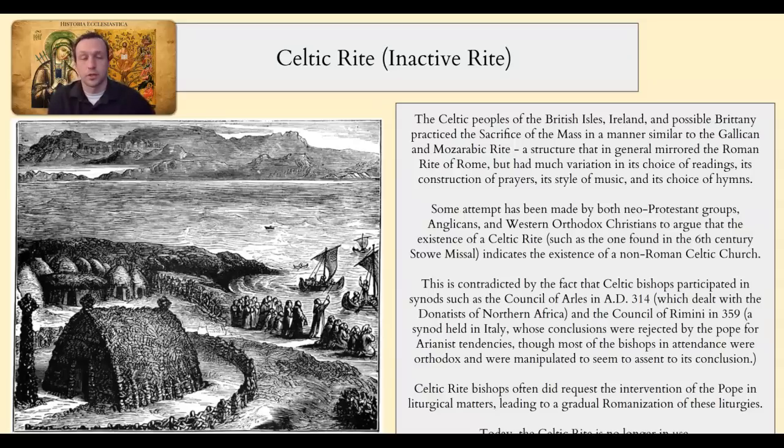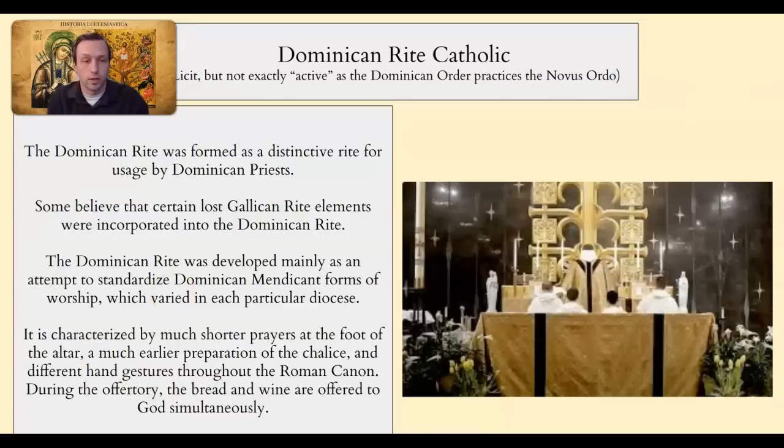So they were attempting to come up with a conclusion. The Pope ultimately rejected it, but the fact that Celtic bishops were there indicates they were trying to be in communion with Rome. Celtic Rite bishops often did request the intervention of the Pope in liturgical matters, eventually leading to a gradual Romanization of the Celtic liturgies, causing the end of the Celtic Rite, and today in all these regions, people celebrate simply the Latin Rite.